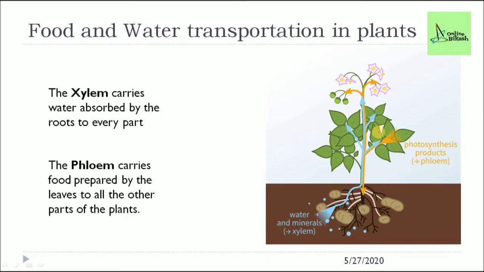So there are two kinds of tubes, or we can say tissues. Tissue means what? A collection of cells that performs a similar type of function. So there are two tissues, one is xylem and the other one is phloem. The xylem carries water, remember it, the xylem carries water absorbed by the roots to every part, and the phloem carries food prepared by the leaves to all the other parts of the plant. That means xylem will transport the water absorbed by the roots all along the plant, and the phloem will distribute the food produced in the leaves.